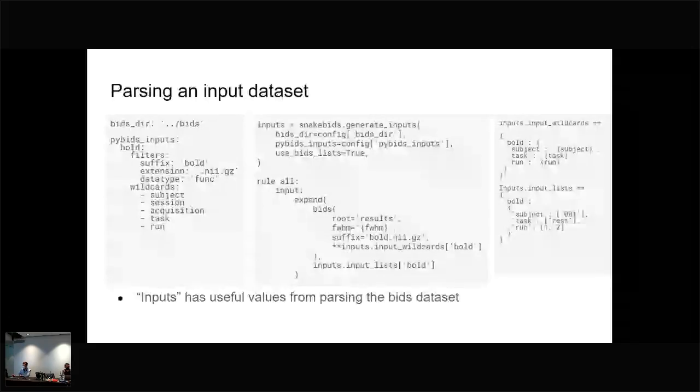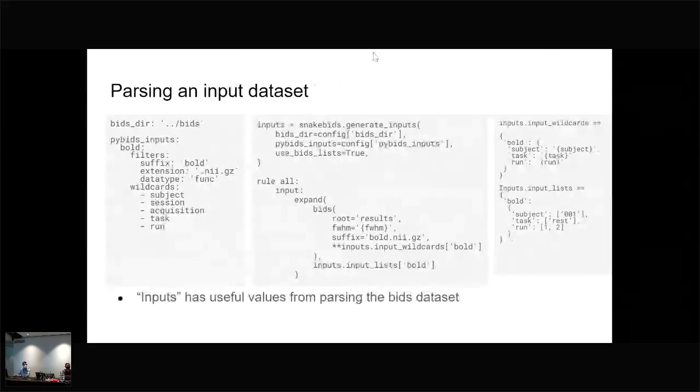So it's a little bit of an inversion of the way that Snakemake normally works, but because we can inspect the input data set before we start processing, we'll know what wildcards are appropriate to use. And by supplying this inputs.input wildcards variable that's populated by Snakebids, we don't need to worry about specifically what wildcards are there because they'll be automatically populated.